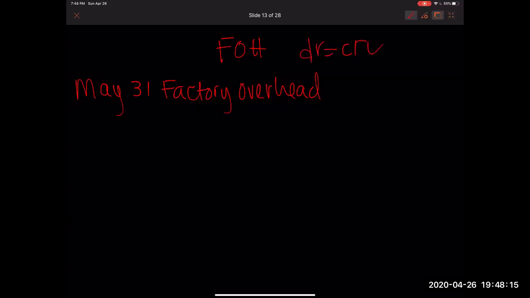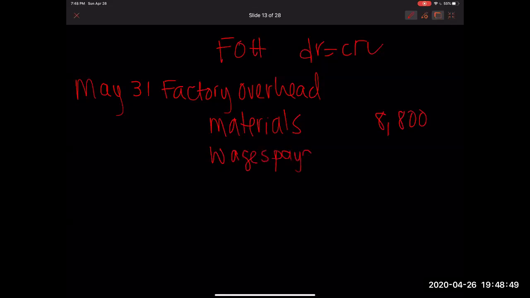All right, so it tells us that our indirect materials is 8,800. Remember, there's no such thing as an indirect materials account, so you're just going to put in as a credit materials, and that amount is 8,800. Moving on, it tells us that our indirect labor is 6,600. There's no such thing as an indirect labor account, even though it's defined as indirect labor. So our indirect labor is just going to be called wages payable, and that amount is 6,600.